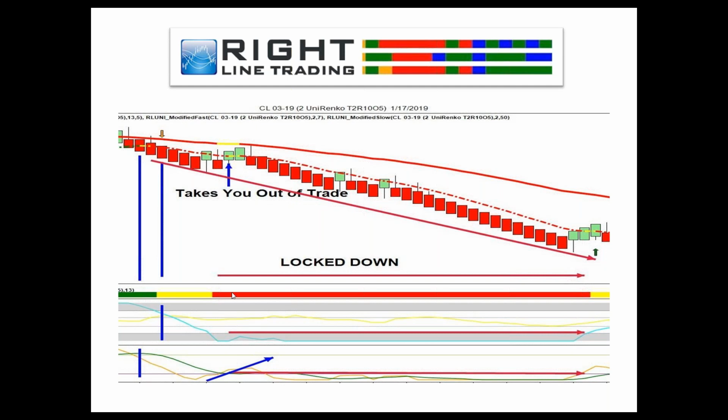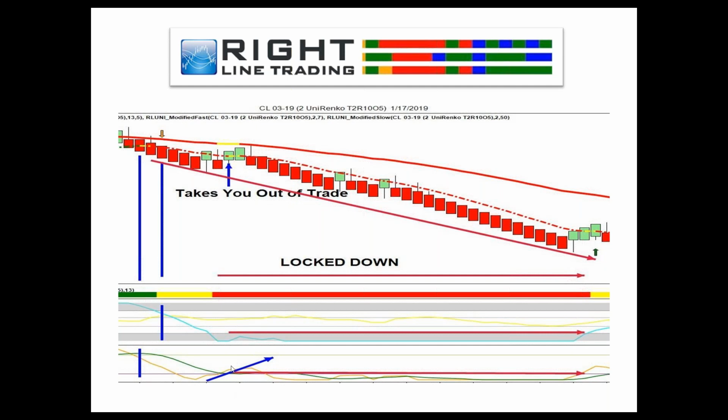But here's the importance of the way we've created the Laguerre. We've created it to give it stability so that this candle up and these two candles up keep the Laguerre locked down and keep this line red all the way through the move. There's no up arrow here. And there's your up arrow. It doesn't occur till all the way over here.